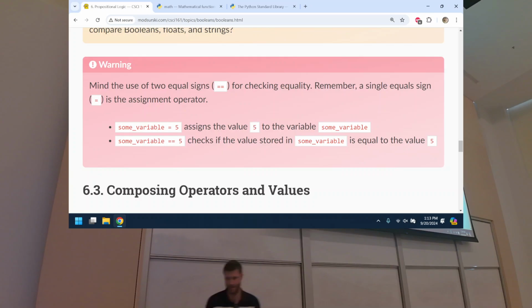In some older programming languages, this could become a bit of an issue if you accidentally mix these up. And for that reason, people do something called Yoda-style programming, where you always put the literal on the left-hand side, so you can never accidentally assign something when you're trying to do a comparison.